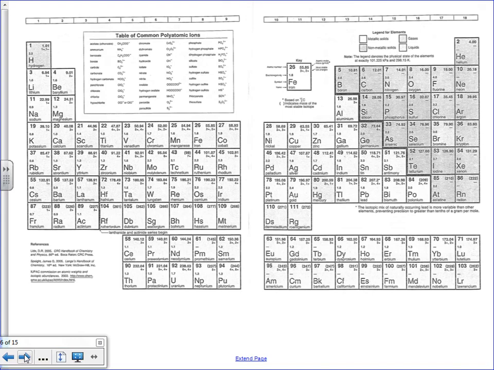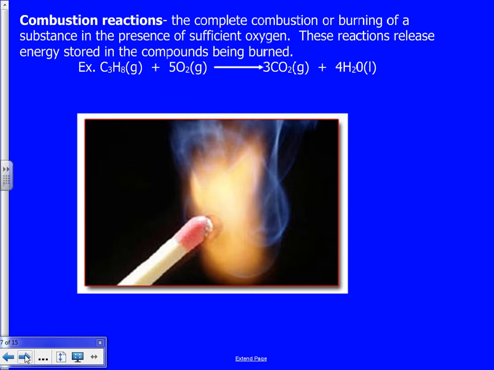Next one. Combustion reactions. Combustion means burn. Set on fire, burn. It actually means truly react with oxygen. You must have oxygen for combustion to occur.